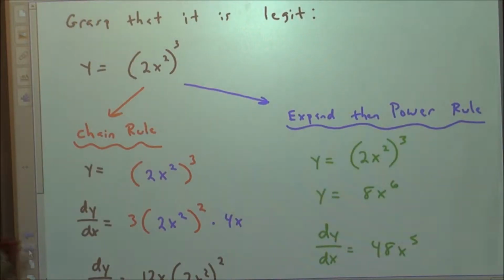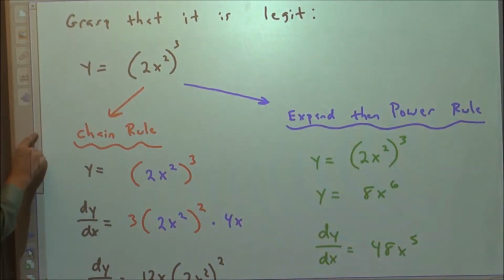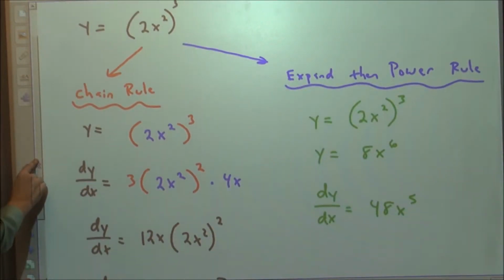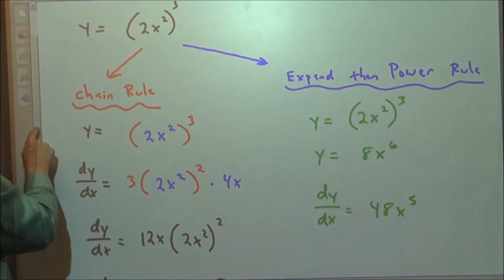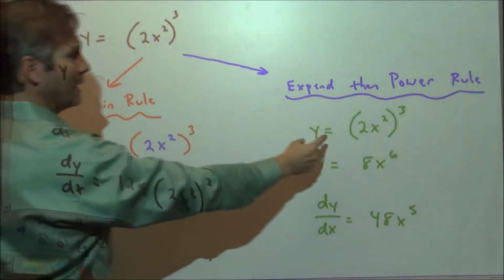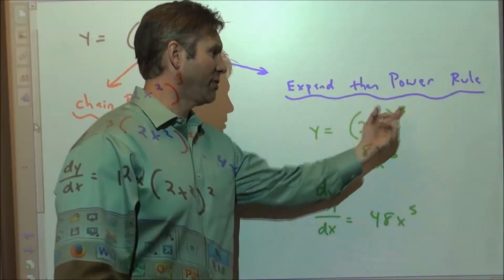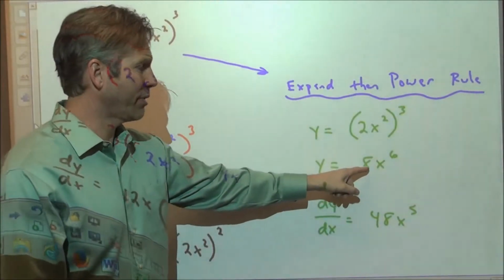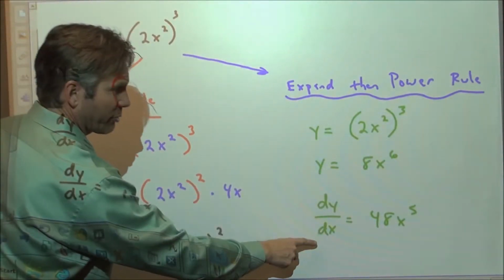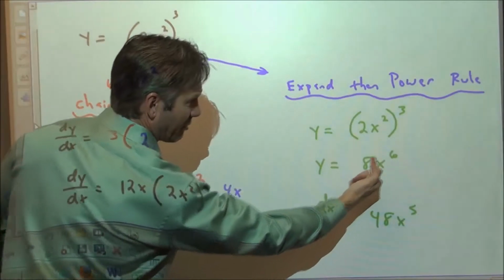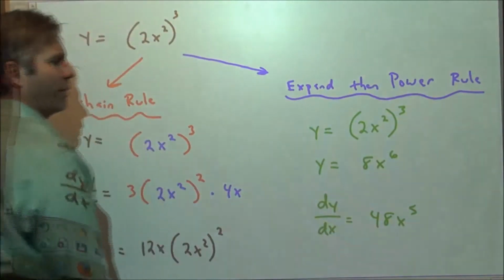All right, let's make sure that it's legit. Let's take the derivative of this function with the chain rule and then see that it gives you the same result as if we used the power rule. So if we did the power rule right away, y is equal to this cubed. If we cubed both these factors inside here, we would end up with 8x to the 6th. Now taking the derivative of that function with respect to x, multiply in front by the 6 and reduce the exponent by 1, we should get 48x to the 5th.